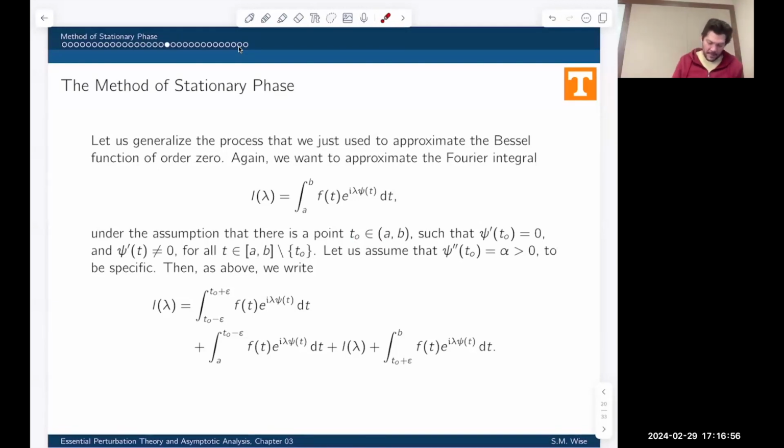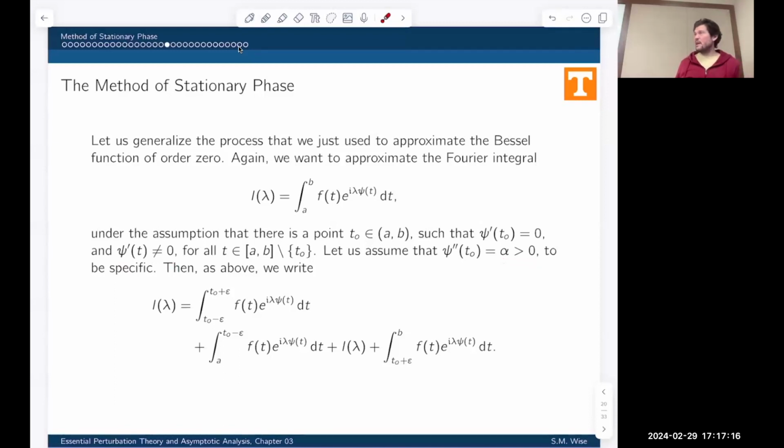No, this is correct. And psi prime of T is not equal to 0 for any T value other than that point of stationary phase. So that's correct. But now what I'm going to assume about the second derivative at T naught is that it's a positive number, just so we can make some progress here.